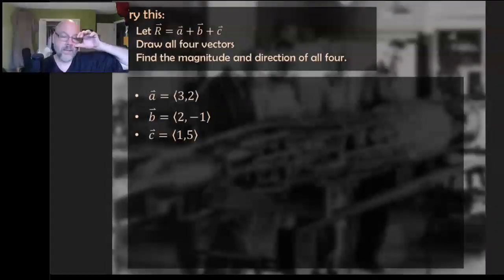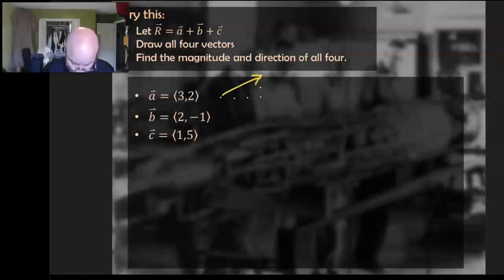If we have the components, and here's why this is so much more powerful, then we can add and subtract these vectors much more easily. So let's say we've got these vectors, A, B, and C, that you can see there, and we want to add them up, A plus B plus C, and call that new thing R. So let's start off with A. A is a vector that's going to be 1, 2, 3 over and 1, 2 up. So A looks like this.